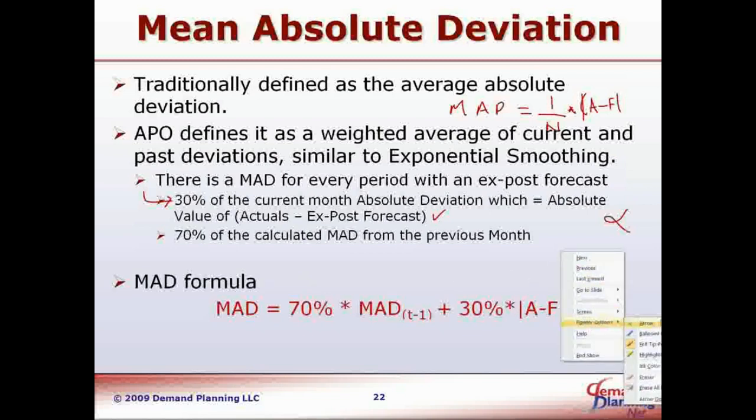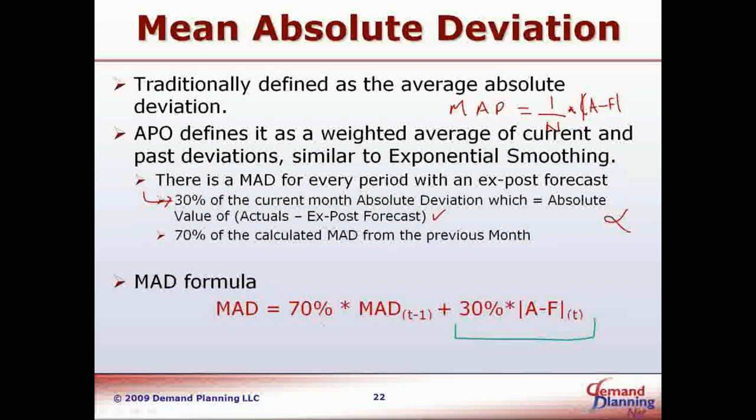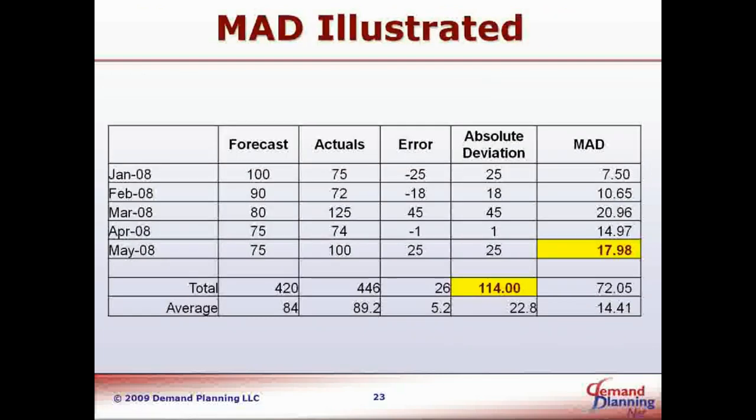It's a weighted average of current and past deviations, similar to exponential smoothing. So for every period, there is a different MAD. Every period, it takes 30% of the current month's absolute deviation and then uses 70% of the calculated MAD from the previous month. So it's doing a weighted average MAD, which puts more weight on the deviation in the last month. Now, here is the challenge: in some of the models, it may use the alpha that you specify, and the alpha may not be 30%, but for reporting, it uses 30%.